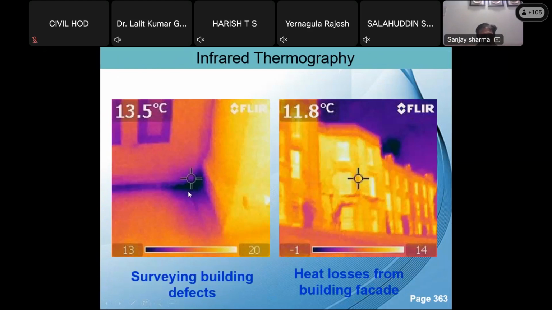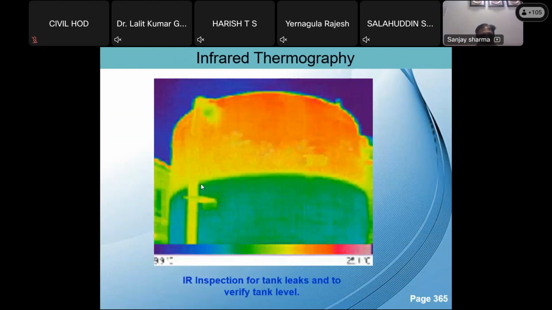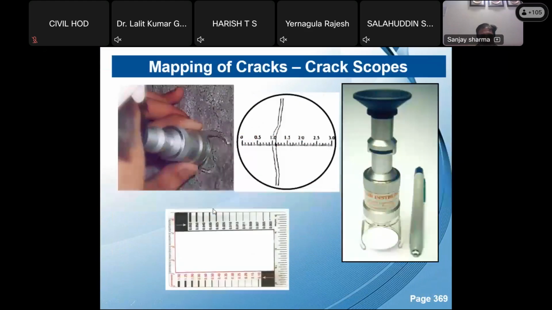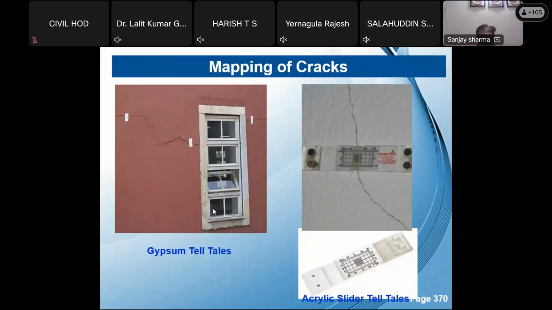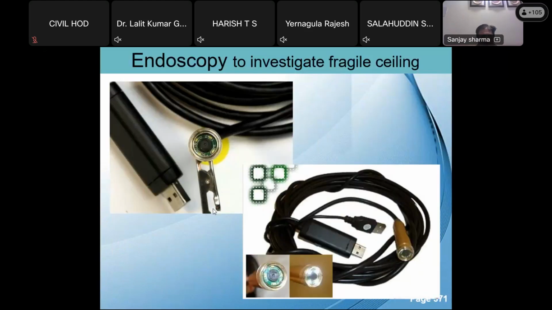So here we identified the areas with low temperature, with moisture. So temperature is there, that means moisture is there. So basically that particular thing was used to find out this is your tank damage. Different color patterns will show you different things. This is the crack, very common thing.